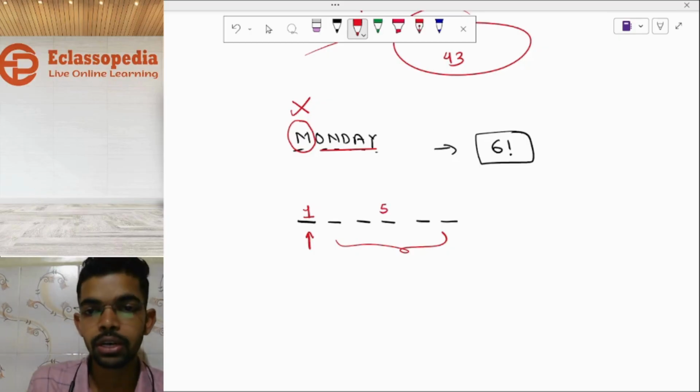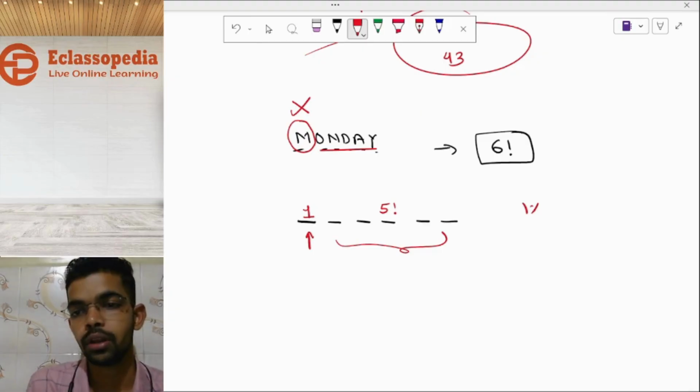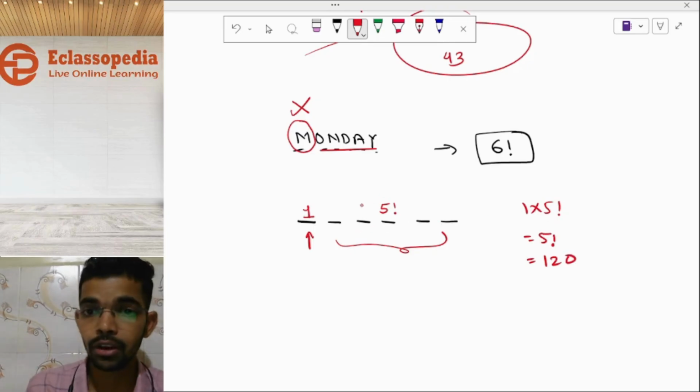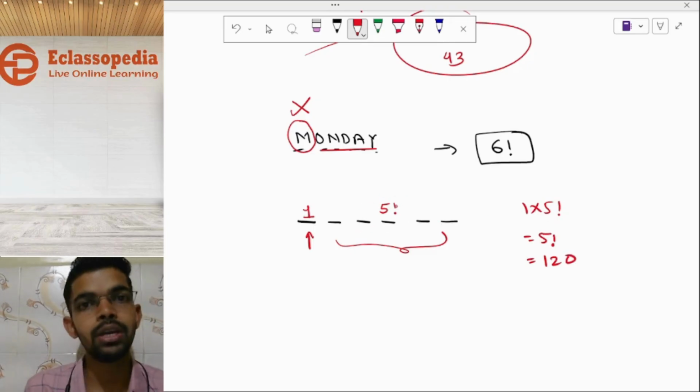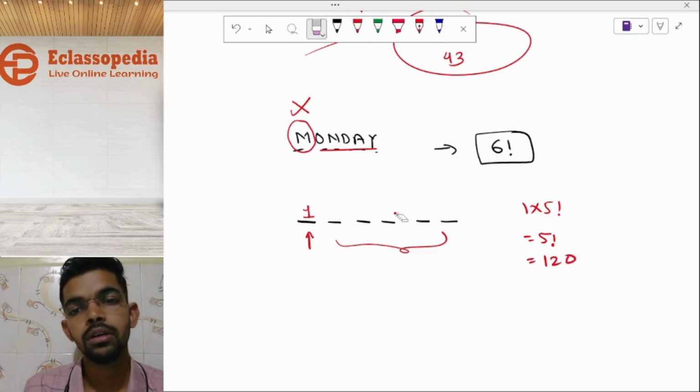Can we say 5 factorial? Yes. So 1 into 5 factorial, which is 5 factorial is 120. Okay. Now if you don't want to write 5 factorial, then how will we do it?